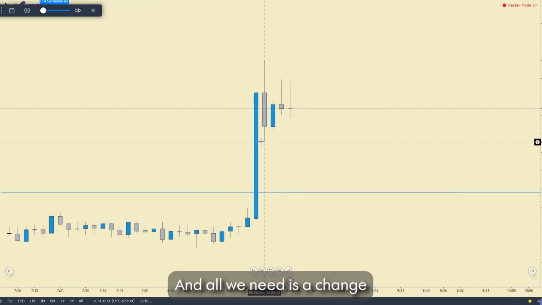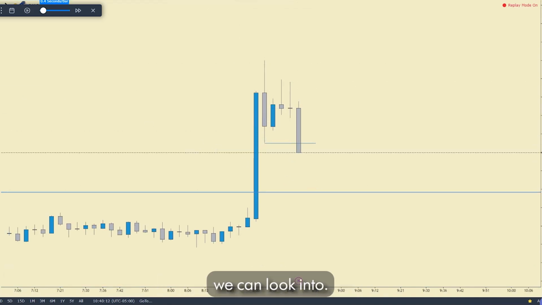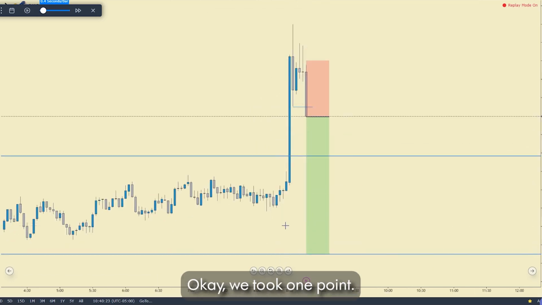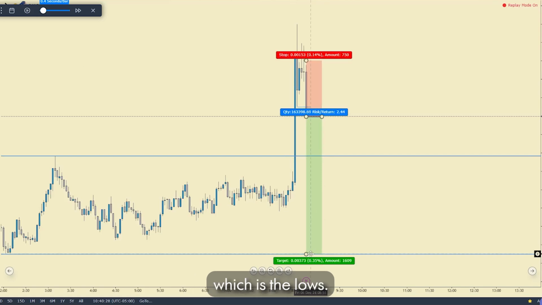And now all we need is a change in state of delivery, which will happen once price breaks this candle low point. And once price breaks below there, we can look to enter stops above that point, and then we just target the opposing side of that range. Okay, we took 1 point of liquidity, which is the highs, and now we're going to target the next point of liquidity, which is the lows.